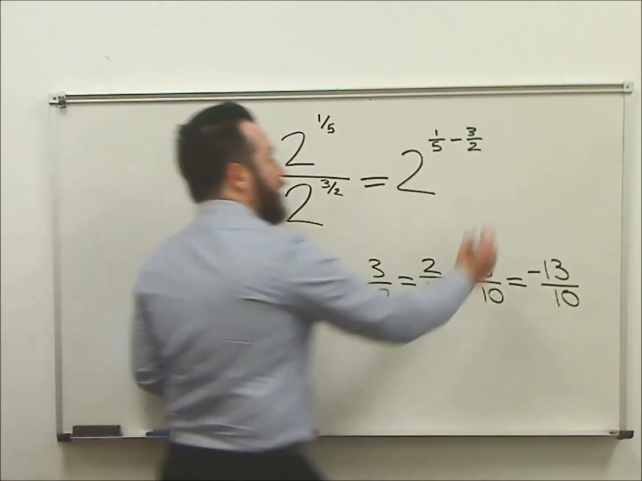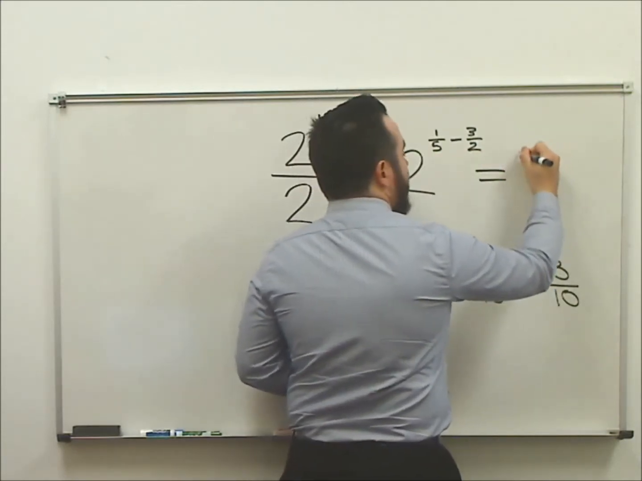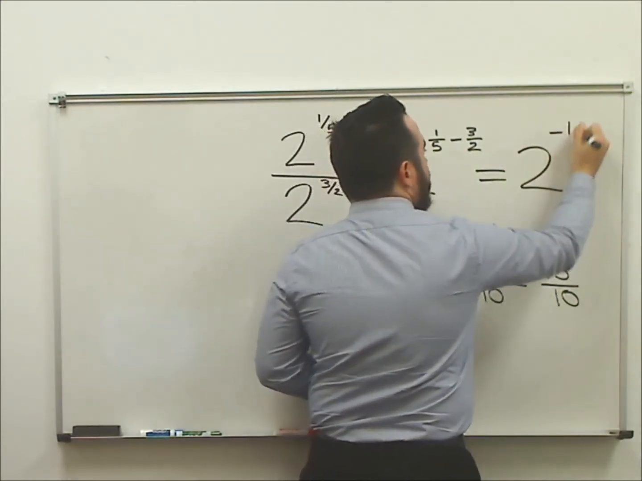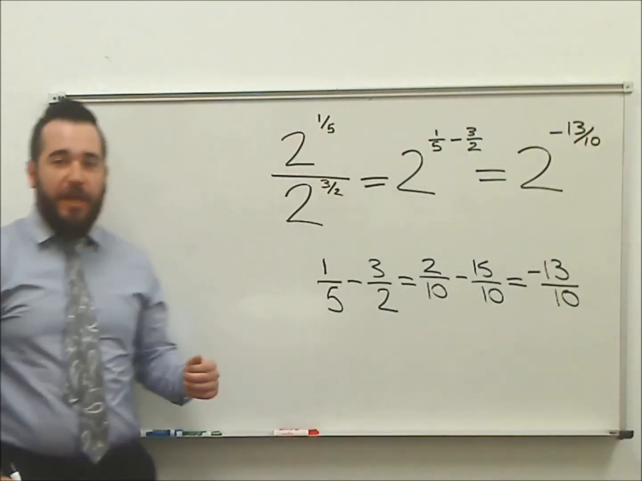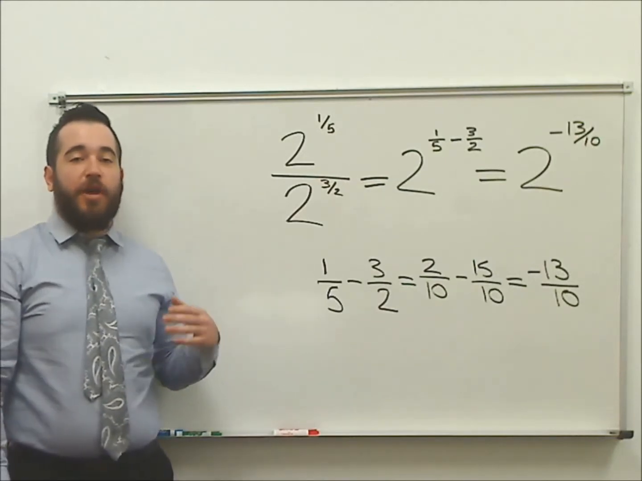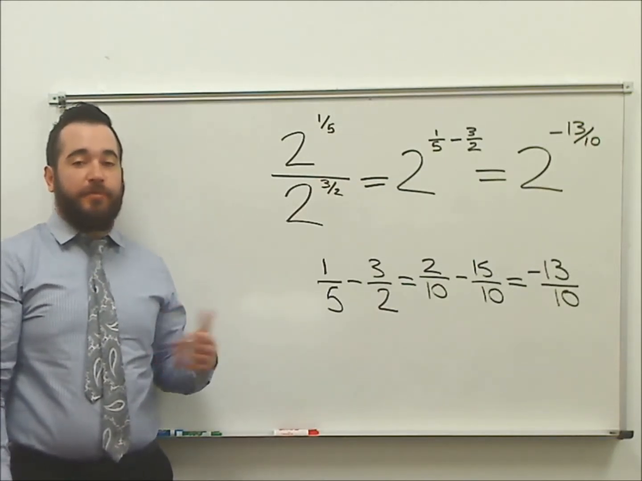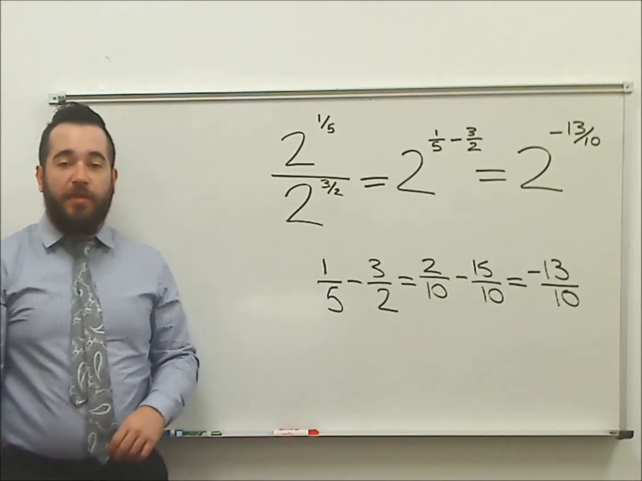Okay, so that means 2 to the 1/5 divided by 2 to the 3/2 is equal to 2 to the negative 13 tenths. And that's a pretty weird answer. That would be 1 over the 10th root of 2 to the 13th power. That's pretty strange. All right, let's do one more example with the exponent rule.